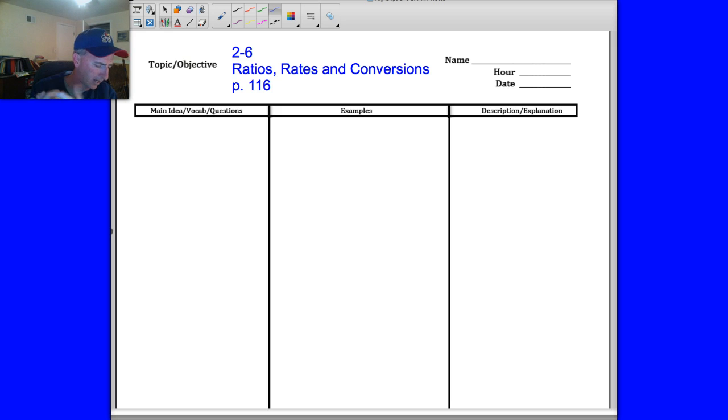So let's look at this question. I'm just going to do this one problem here, and then we'll call it good. Bring your notes to class, and we'll hit it tomorrow, hopefully.